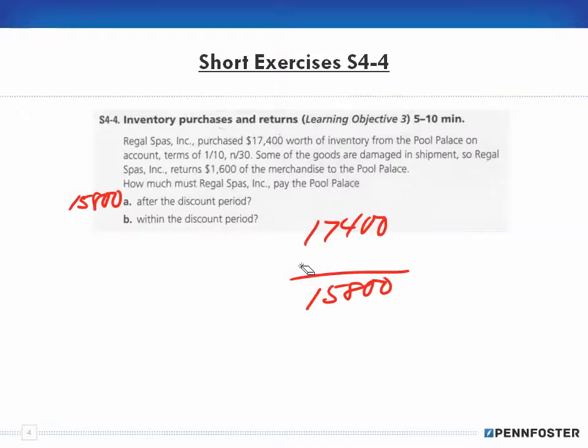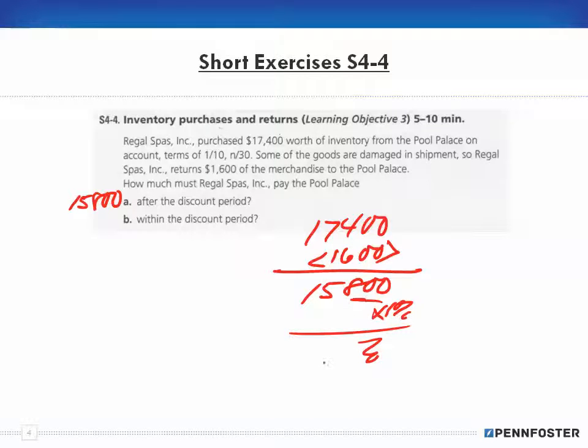But within the discount period, originally purchased the 17.4, but we have 1%. Let me back up here because I can't take the 1% yet. I have to take out the $1,600 that's being returned. All right, so now I'm at 15,800. And I can do this either one of two ways. I can multiply the 15,800 by 1% and get whatever that amount is, or $158.